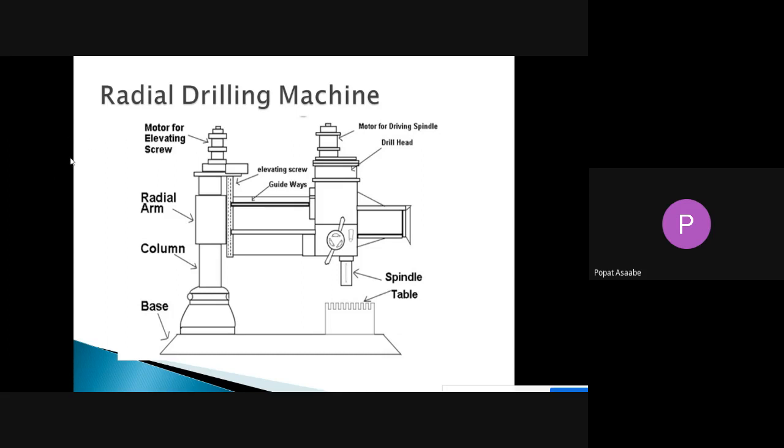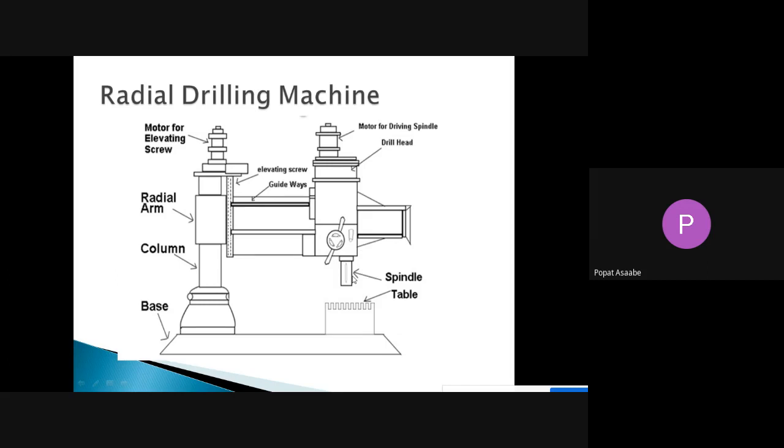When we rotate that hand wheel, we can reciprocate our tool, which means we can move our tool up or down. For moving the spindle in the upward and downward direction, one mechanism is used, called the rack and pinion arrangement. With the help of that rack and pinion arrangement, the rotary motion of the hand wheel is converted into reciprocating motion of the spindle.